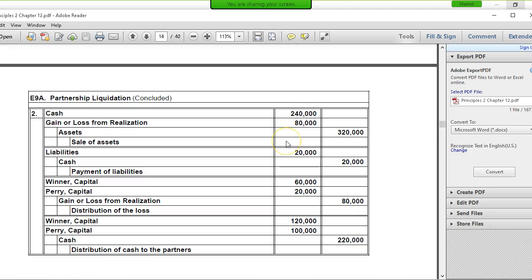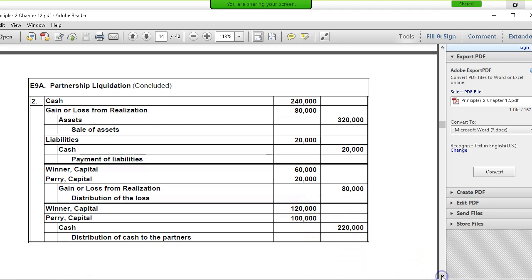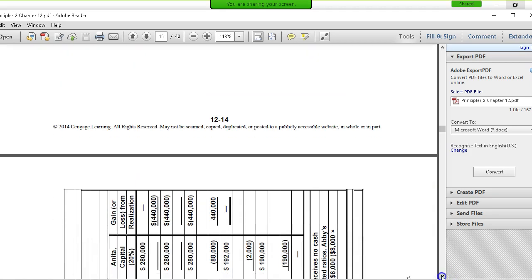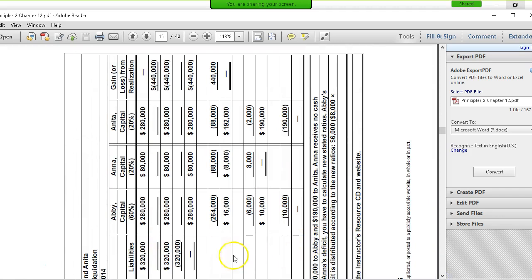Then we paid off the liabilities. So we debit the liabilities for $20, credit our cash for $20. Now we need to allocate that $80,000 loss among the two partners, 75-25. And then after that, we show reducing their capital accounts to zero and distributing the cash. So that is the real culmination of the important aspects of this chapter.